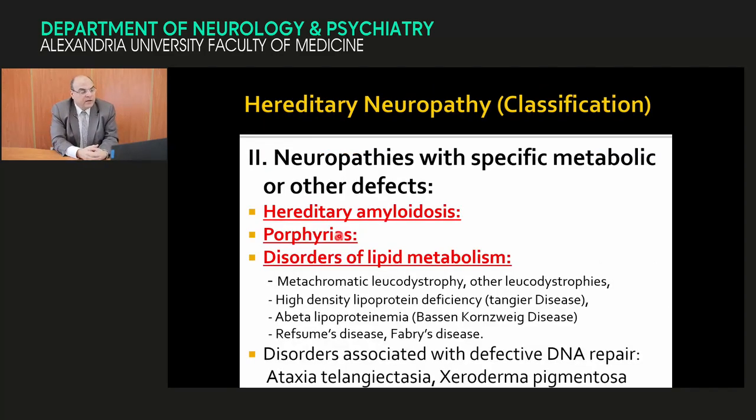The other type is inherited neuropathies due to a specific metabolic or other defect. This type gains the attention of both the internist and the pediatrician because the patient will be affected with peripheral polyneuropathy among other systems. The best example is hereditary amyloidosis, in which there is amyloidosis of the peripheral nerve, and also of the liver, heart, GI tract, and skin. Another example is porphyria.